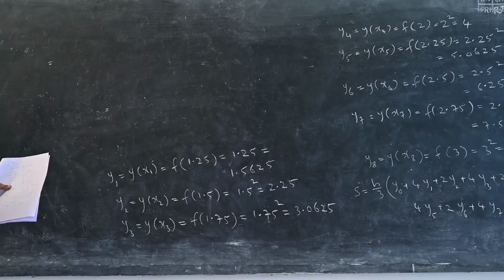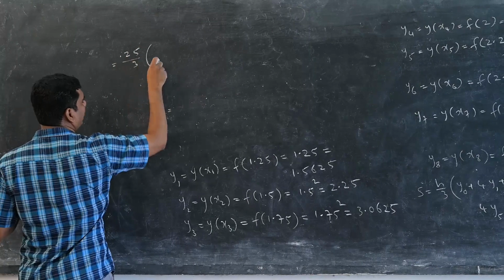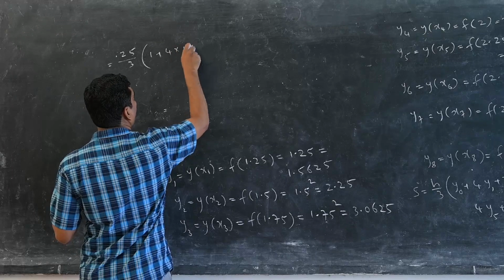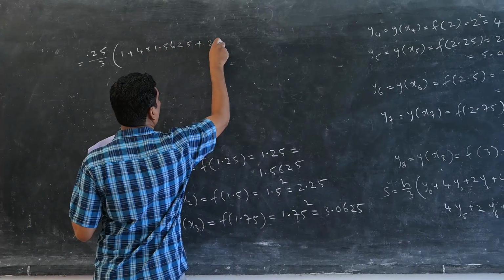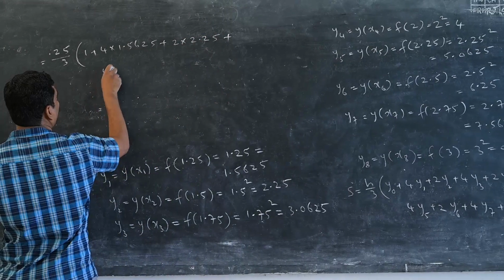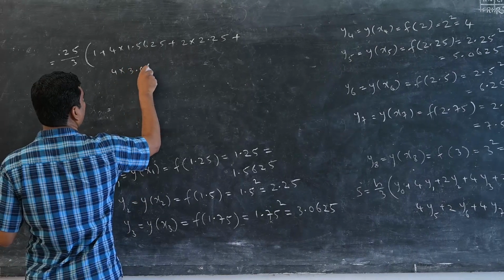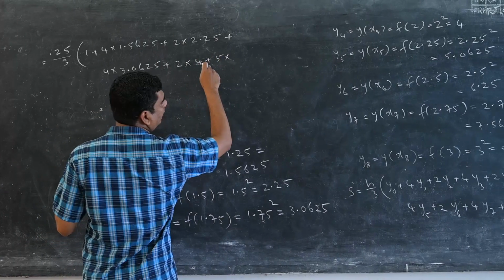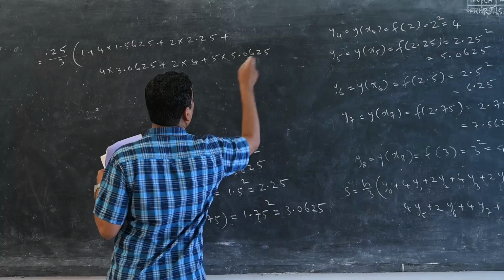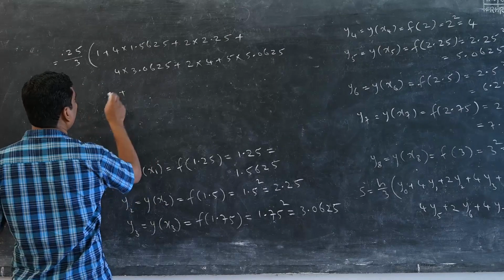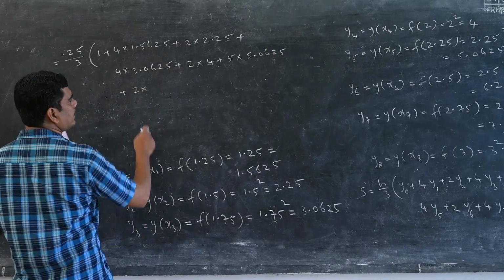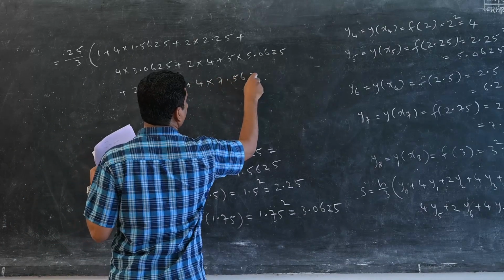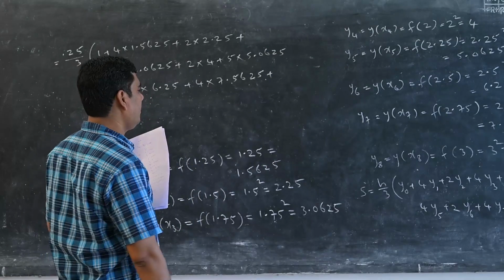So this is equal to h is equal to 0.25 divided by 3 into, here y0 is 1, 4 into y1 is 1.5625, plus 2 into 2.25, plus 4 into y3 is 3.0625, plus 2 into y4 is 4, plus 4 into y5 is 5.0625, plus 2 into y6 is 6.25, plus 4 into y7, y7 is 7.5625, plus y8 is 9.